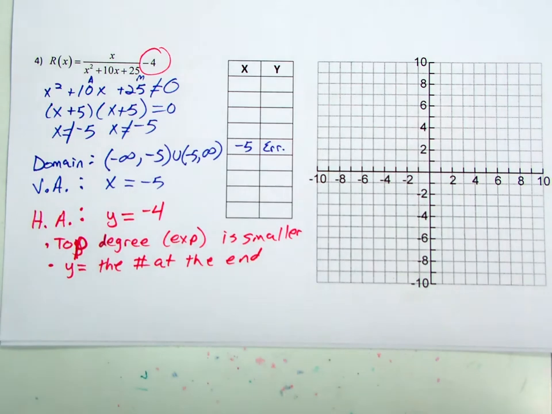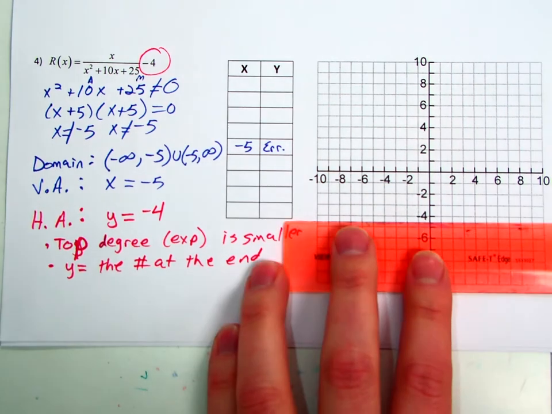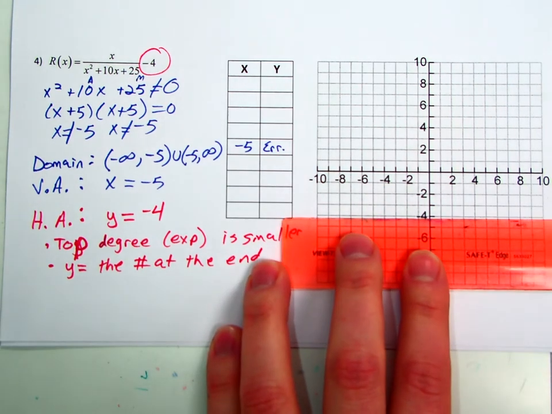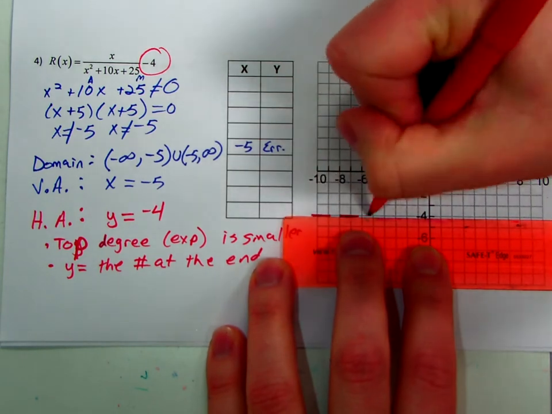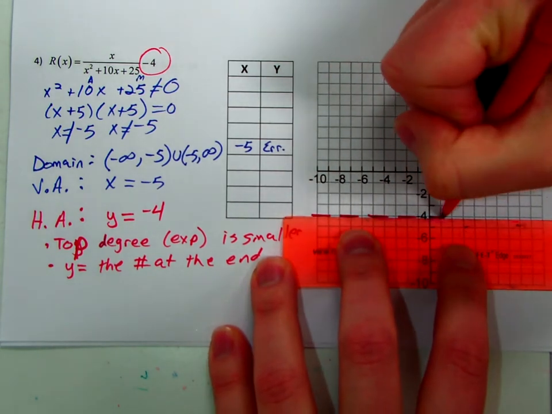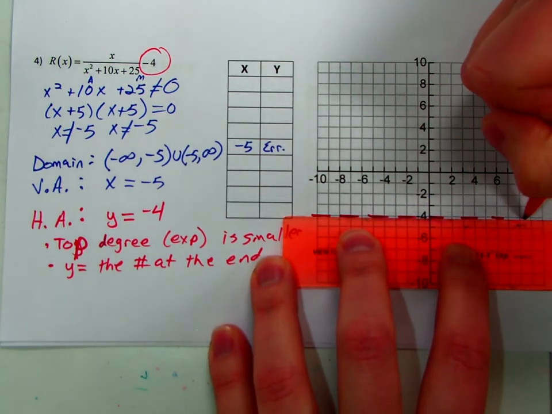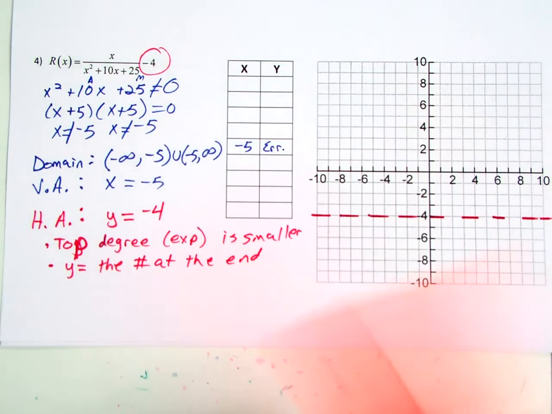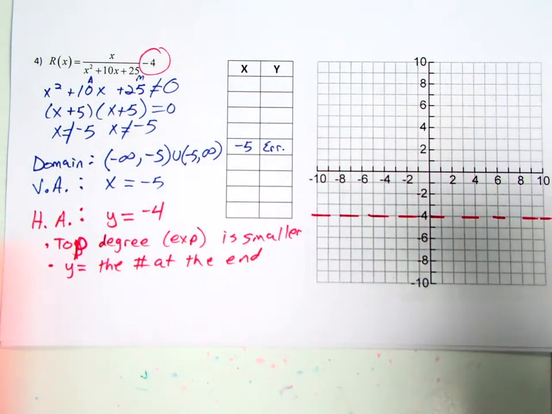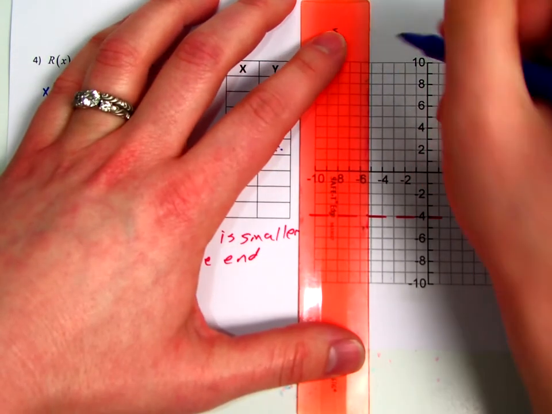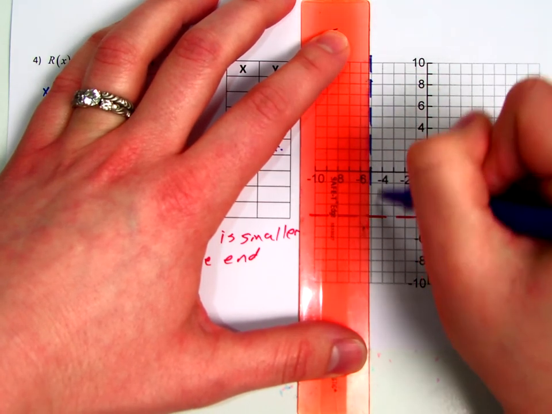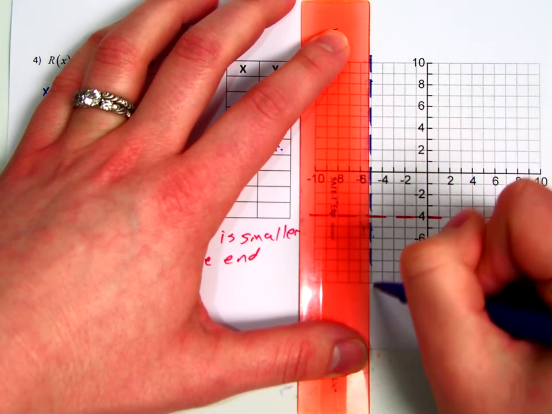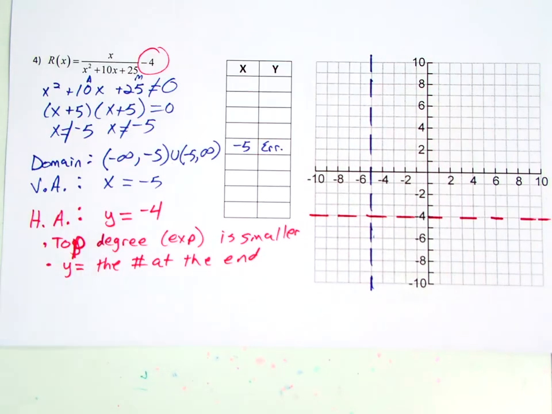So I'm going to go ahead and create those asymptotes. So y equals negative 4. All right, and then I'm going to create my vertical asymptote at x equals negative 5. All right, then I'm going to type this in the calculator.